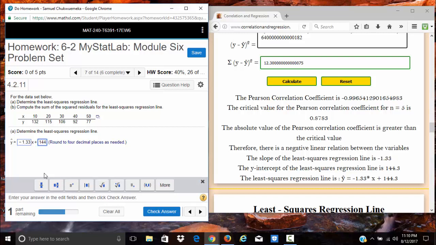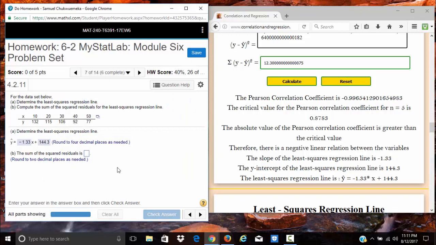plus 144.3. It says round to 4 decimal places as needed. And this, the answers do not, the slope is 2 decimal places, and the y-intercept is 1 decimal place. So it's this as needed. We can just write it like this, okay?